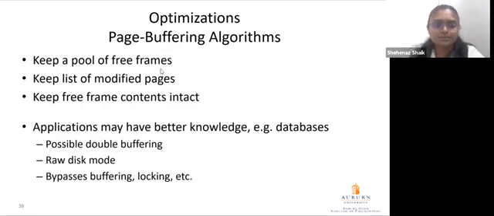Okay, so that is another optimization that we can have. So these are some of the best practices, or some of the optimizations, that we can have to reduce the impact of page faults at runtime.